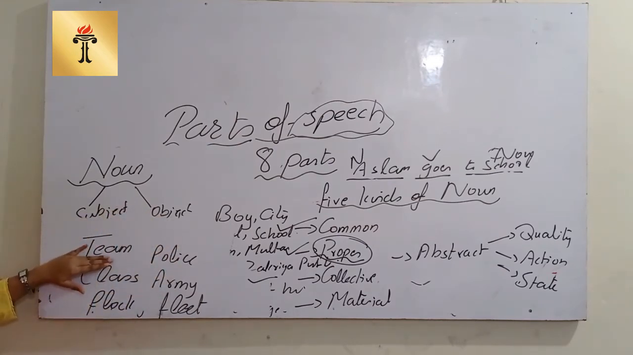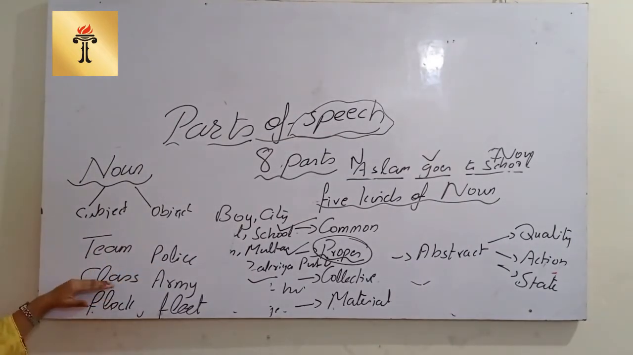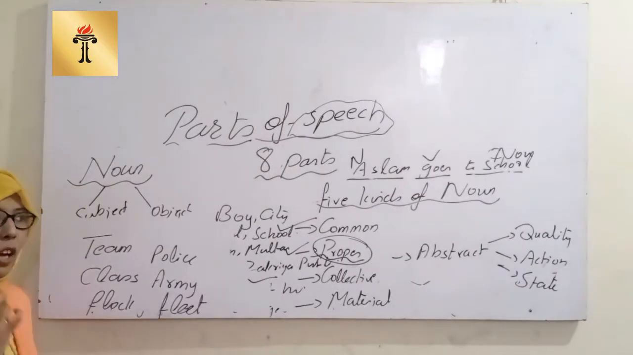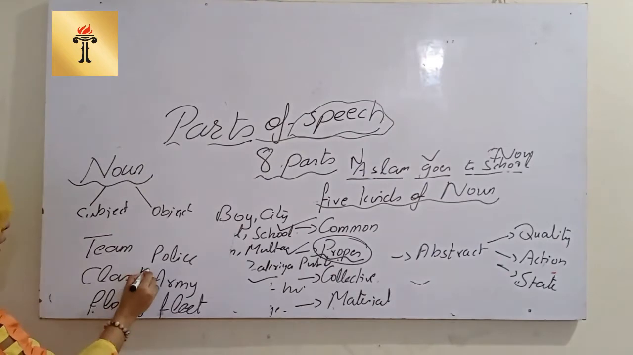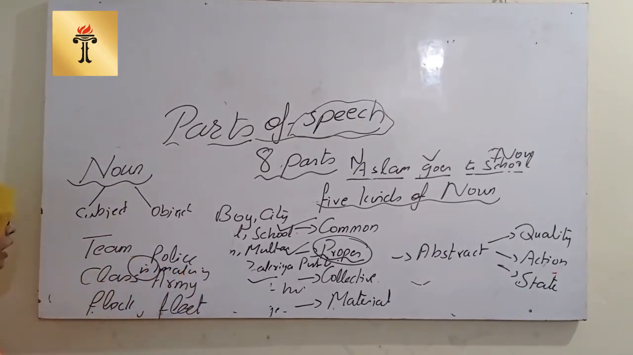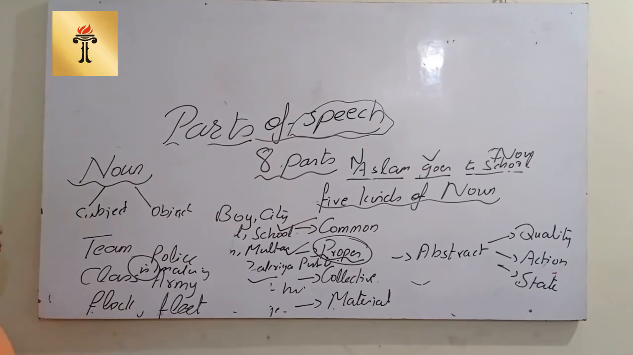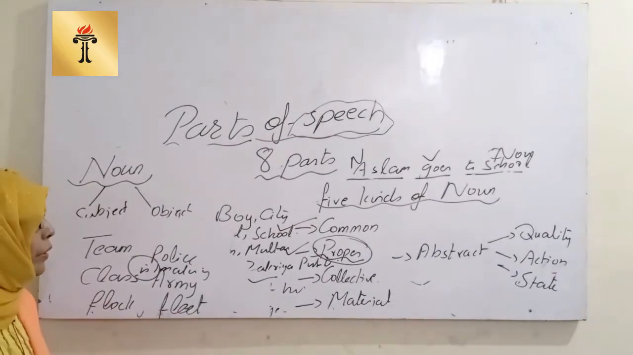In a cricket team there are 12 members, but we consider it as one single unit. In police there are thousands of people, but we consider it as one single unit. In a class, if there are 100 students, we say class come here or class is making a noise. So why am I using the singular verb with class? Because class is considered as one complete unit, which is said to be the collective noun.